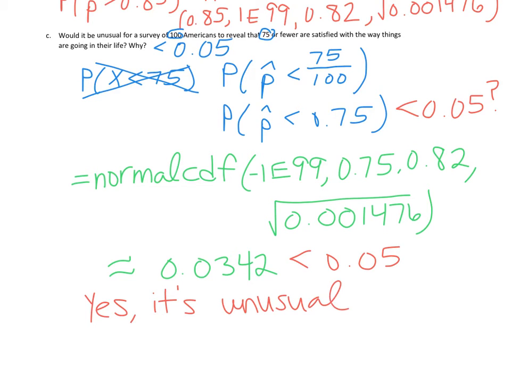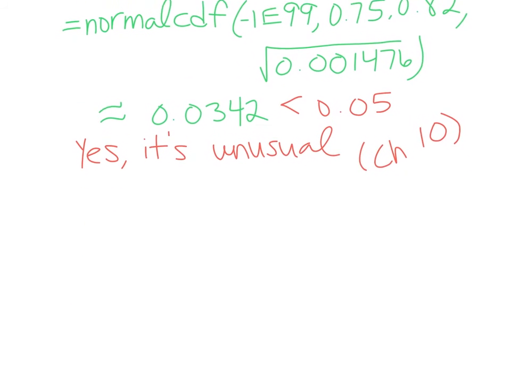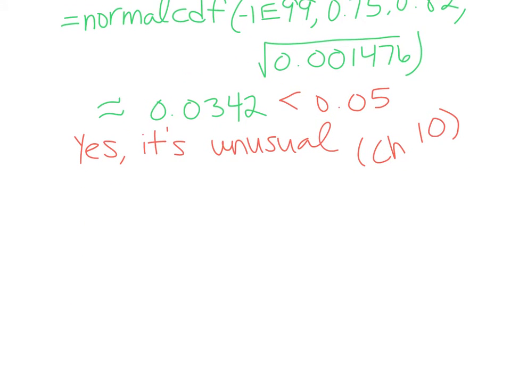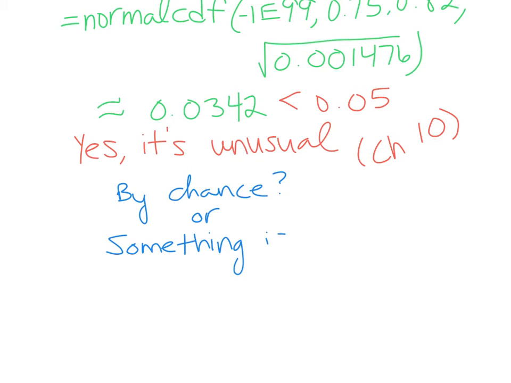All right, and this is really the kind of stuff we're going to be doing in Chapter 10. This is how we're going to be doing our inferential statistics. To test a claim, we're going to take a sample and we're going to see if it's unusual or not. If it's unusual, like in this case, and we've talked about unusual events before, it means that it could be just by chance, or it could be that something is going on, something is wrong, or we'll say something is fishy.